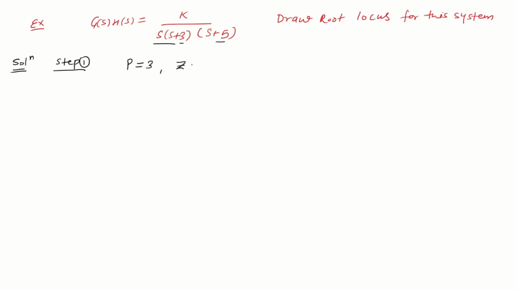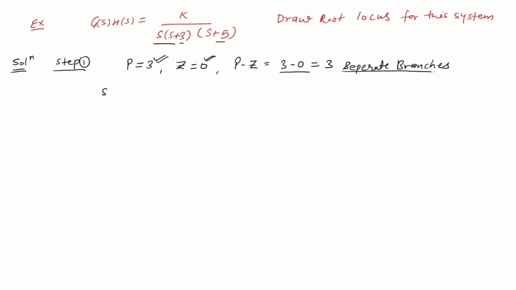Number of zeros is 0, since there is no zero in this system, and P minus Z, the number of separate branches of root locus, is 3 minus 0. So, this is 3. So, there are 3 starting points of the root locus, and none of them terminates at a zero, since there is no zero. Since P minus Z is equal to 3, there are 3 separate branches of root locus. All these 3 separate branches of root locus terminate at infinity.